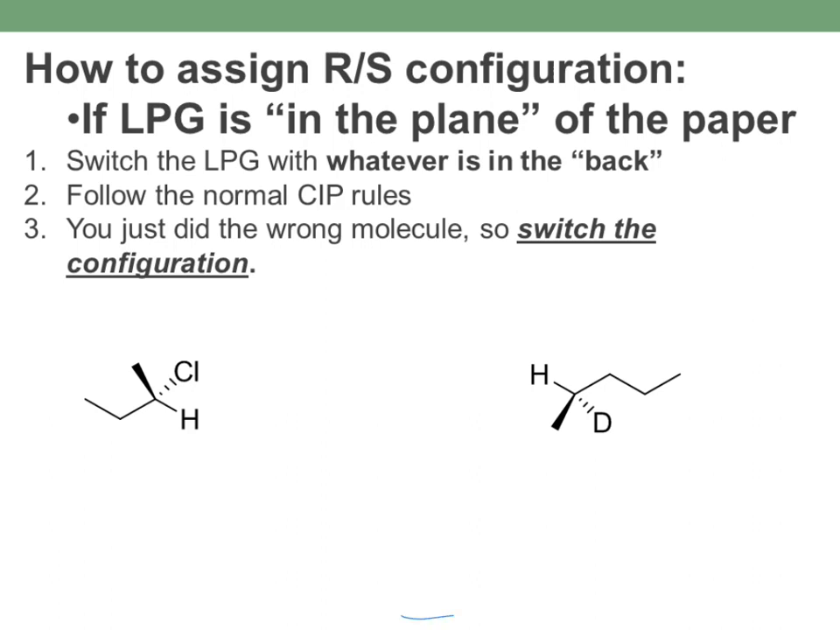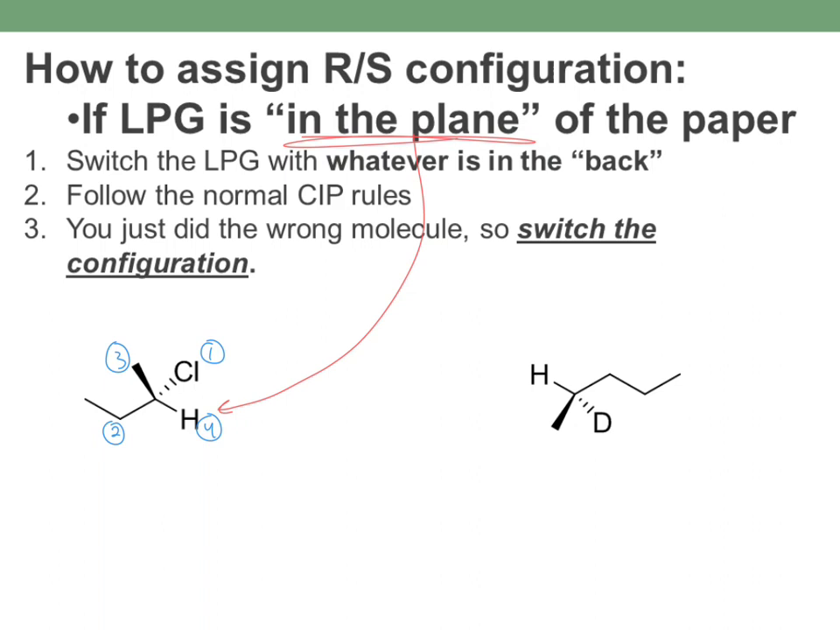So let me show you what I mean here, right? If I look at this one, my number 1 is chlorine, my number 2 is the ethyl, my number 3 is the methyl, my number 4 is hydrogen. And this is what I mean by it's in the plane of the paper, right? The hydrogen isn't a dash or a wedge, it's a straight line, which means it's in the plane of the paper, in the plane of your screen here. So it's in the plane, so it's not coming out at me, it's not going back.